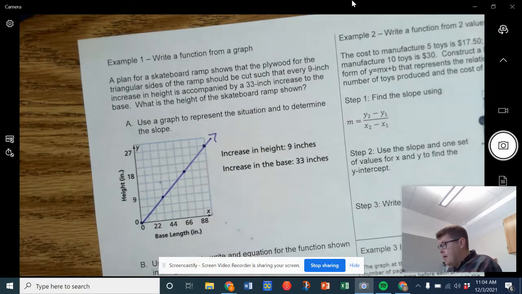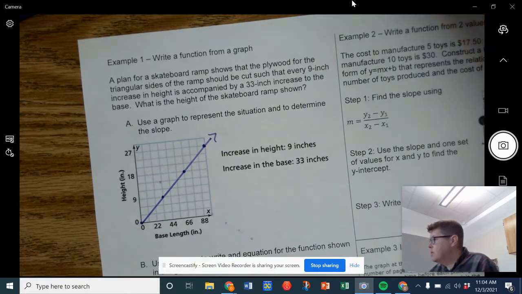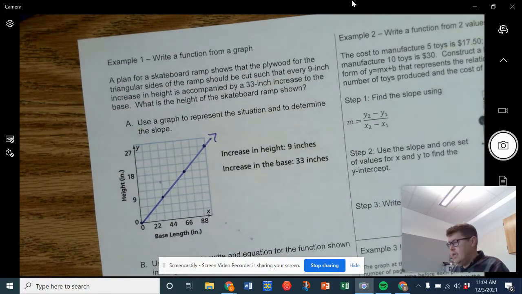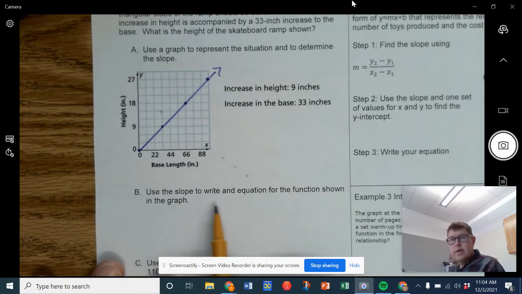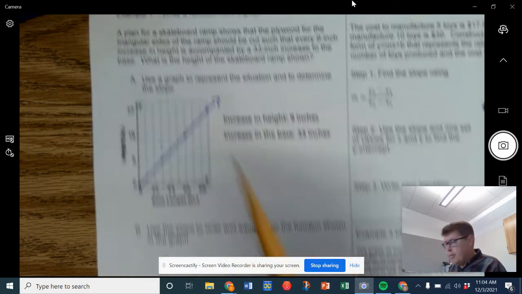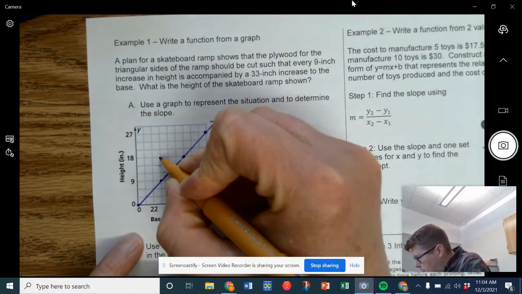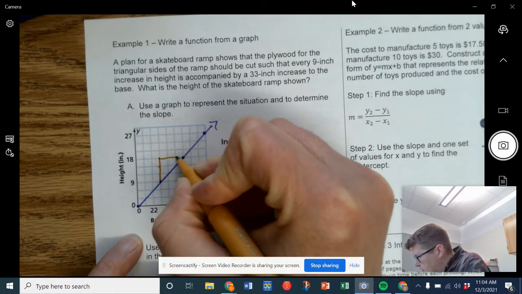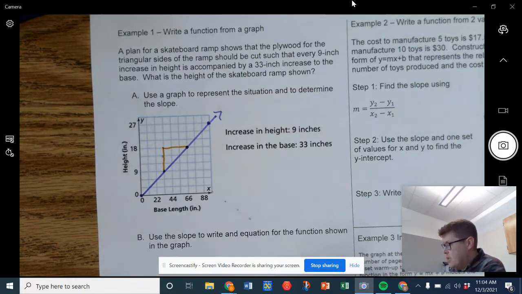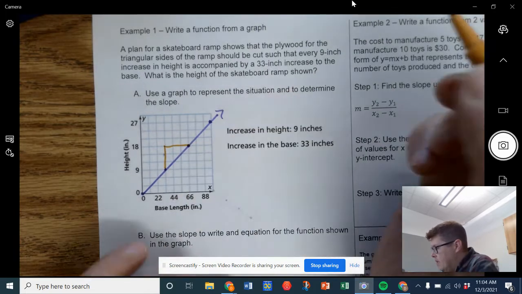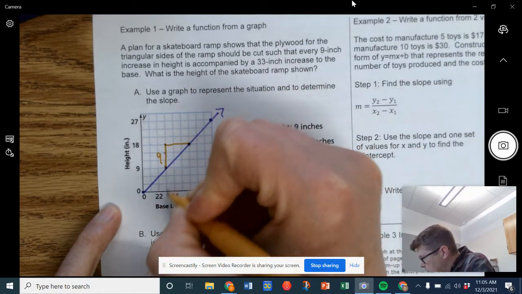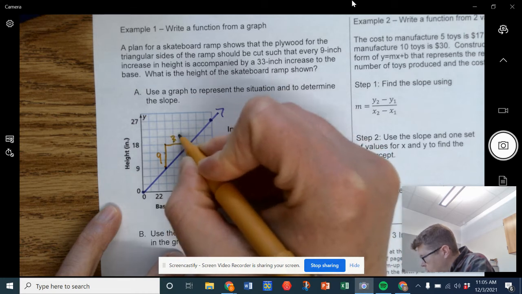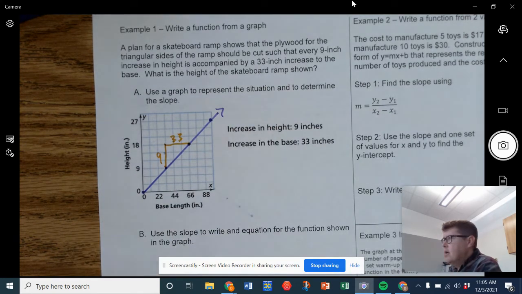Just like that. Now that we have this line, we can use this very easily to find the slope, right? So we're going to use the slope to determine the slope. Now, again, we want to do rise over run. Since it's a positive graph, I like to make my triangle on the top of the line. So the difference between 9 and 18 is 9, and the difference between 33 and 66 is 33. So we have our slope right there.